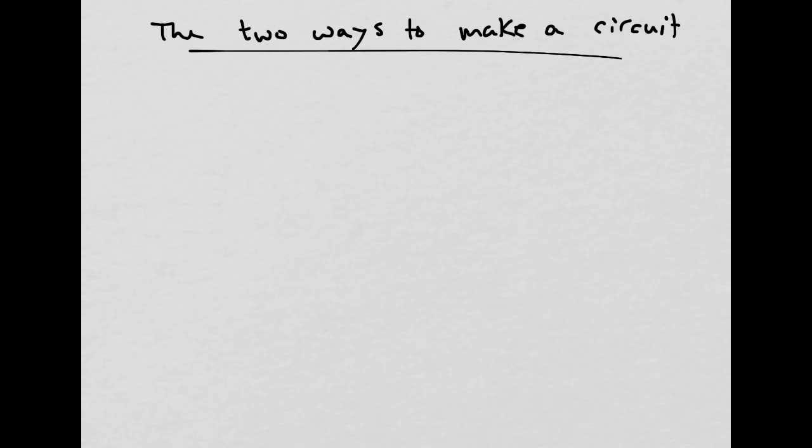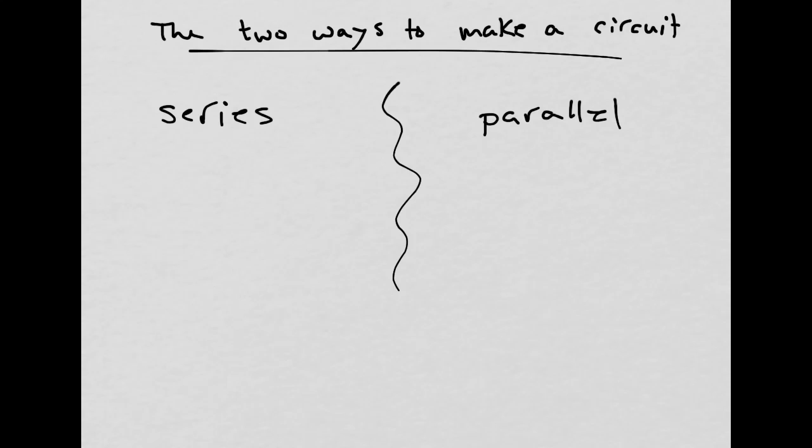Okay, let's get down to the different types of circuits that we can make. First, there are two ways to make a circuit, and then you can combine them. The two basic ways are in series, where everything's lined up in a row, and in parallel. We'll look at the properties of each of these. In series, everything is connected all in a row.